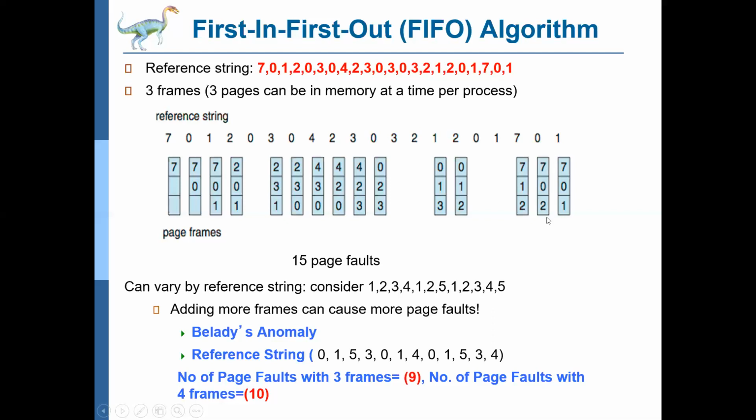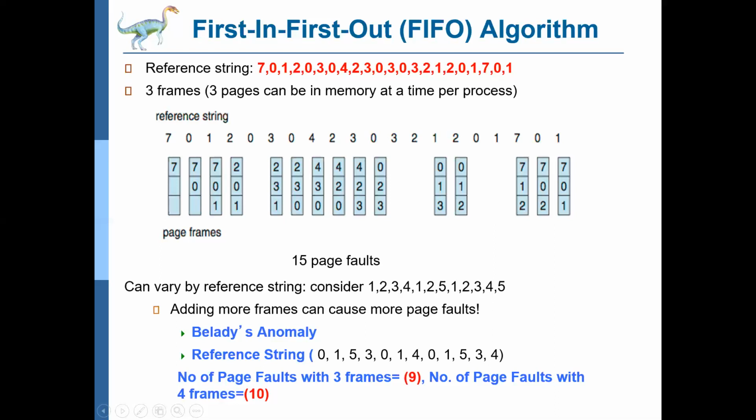We search for 1. It is not found, so it's a page fault. So among these we found 2 is the oldest, so therefore we have replaced it with 1. We'll count over here: 4 to 6, 6 plus 4, 10 plus 5. So we have a total of 15 page faults. If you are using first in first out with this reference string, 15 page faults occur with 3 frames.